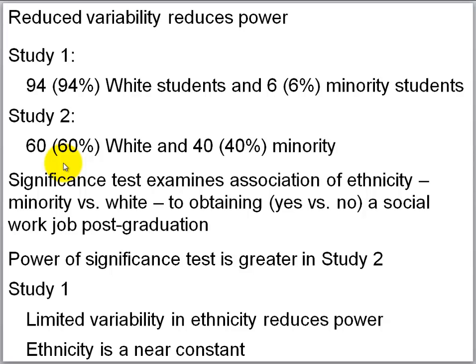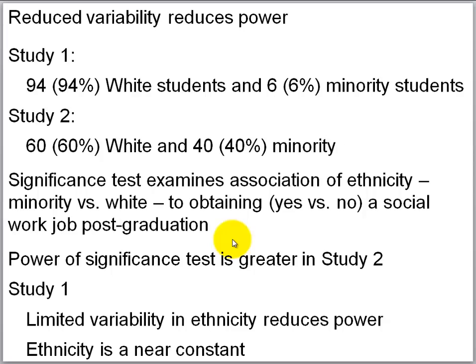60 white students and 40 minority, percentages of 60% and 40%. So we've got really quite good and high variability here in ethnicity. We've got reasonably equal numbers in the two categories.